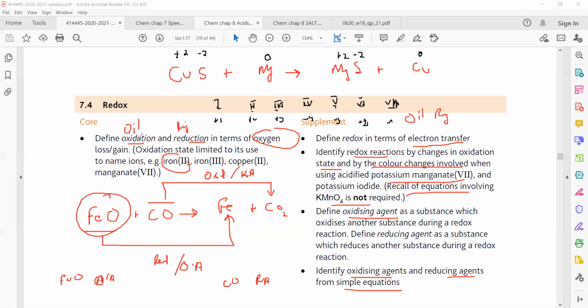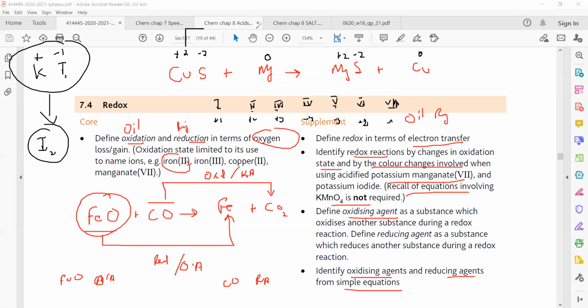Potassium iodide color: potassium is +1, iodide is -1. So potassium iodide is colorless. When it forms an iodine molecule, this iodine molecule may have different colors depending on the medium. If it is in aqueous solution, in water, it will be brown, or yellow if it is dilute. In an organic solvent, it will be pink, and in the presence of starch, it will be blue-black.